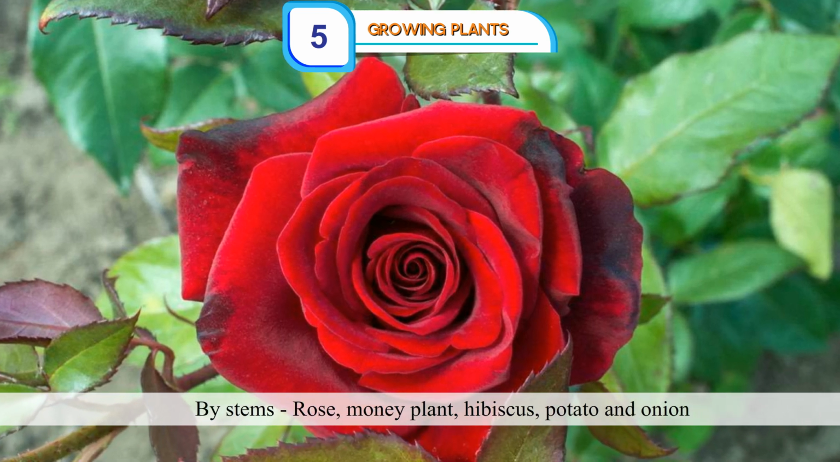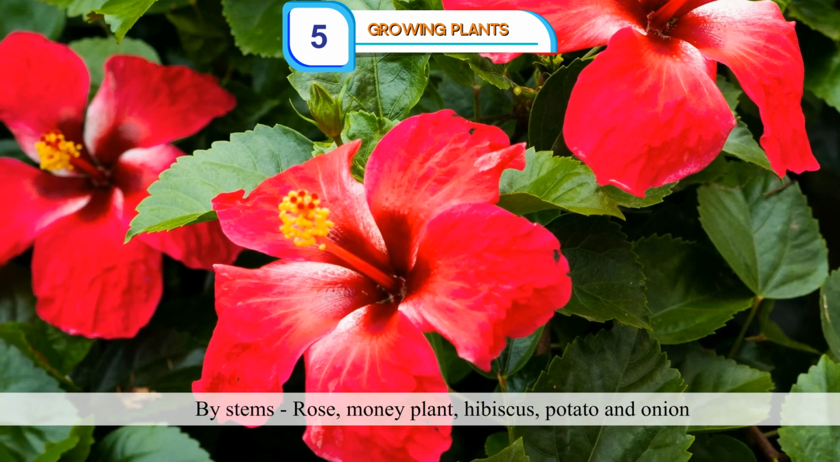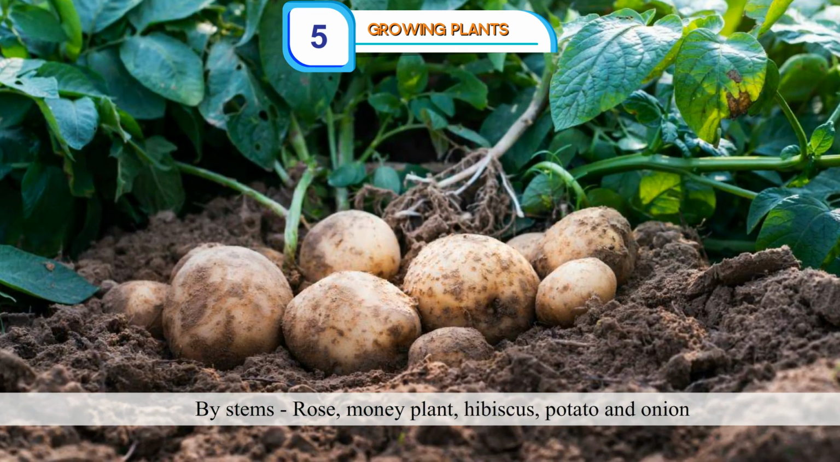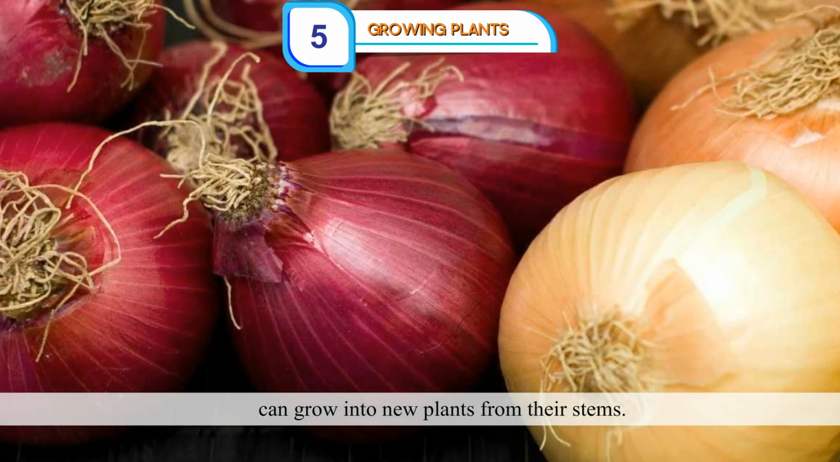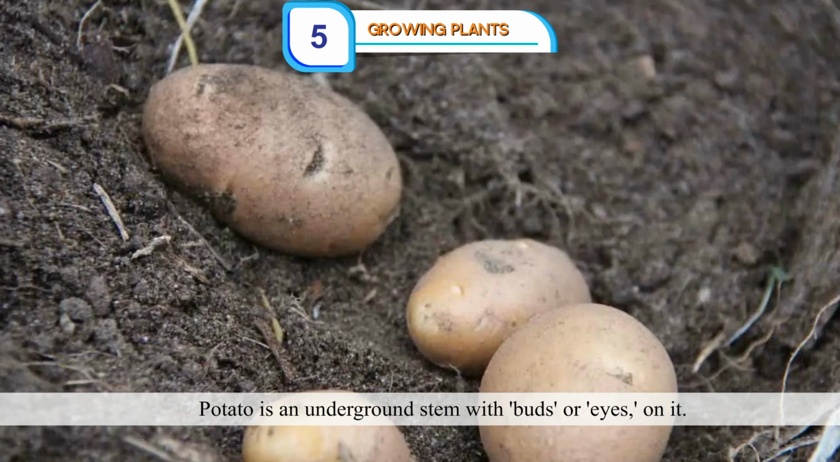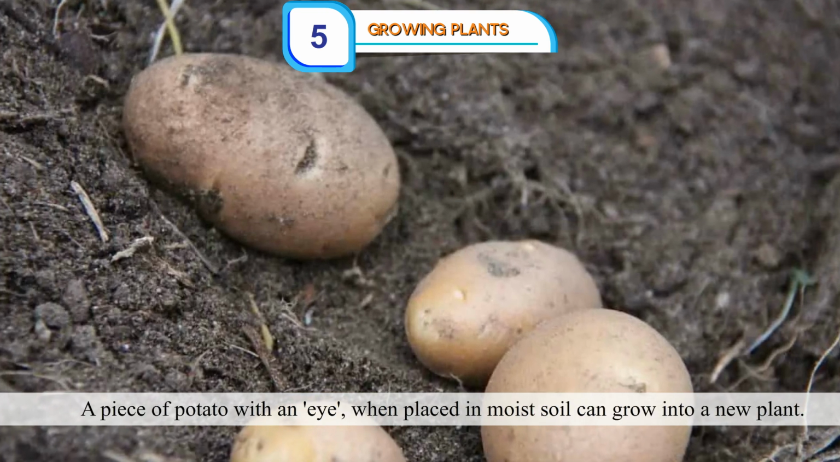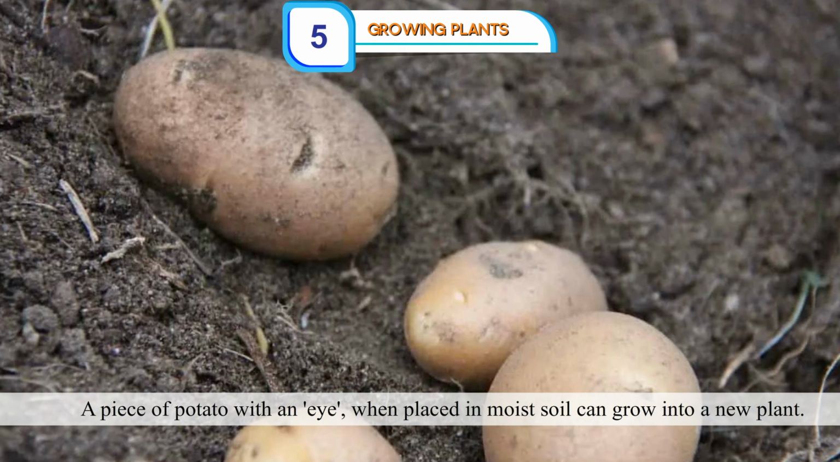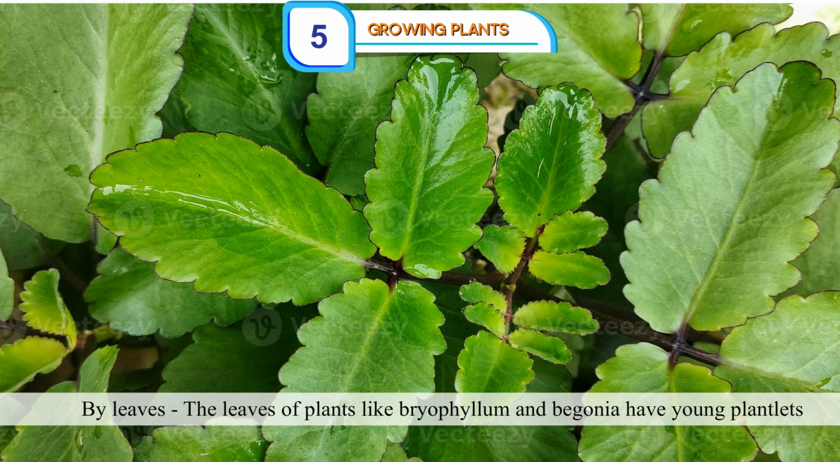By stems: rose, money plant, hibiscus, potato, and onion can grow into new plants from their stems. Potato is an underground stem with buds or eyes on it. A piece of potato with an eye, when placed in moist soil, can grow into a new plant.